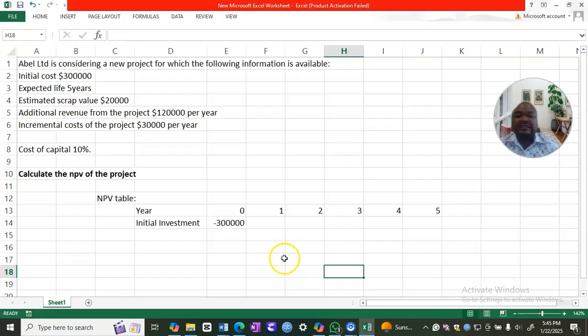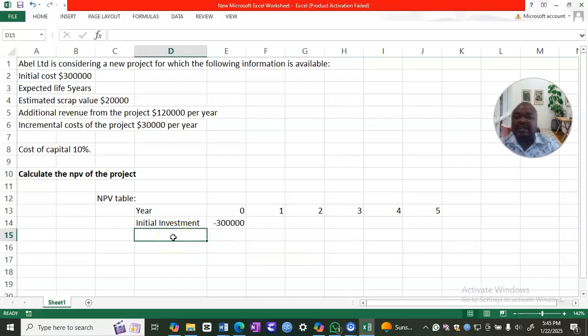Then we are told that the project is going to be for 5 years. We've put the years from year 0 to 5. That's correct. Year 0 simply means today, that's the date of the investment. All right, and then after 1 year, it becomes year 1, something like that.